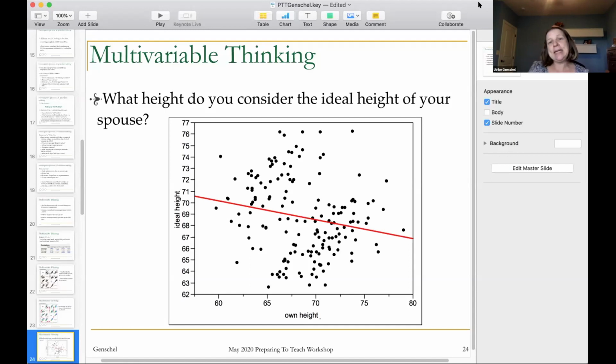An example that I thought was fun, or I've used in the classroom that is fun for students in introductory classes, is I asked them once, well, what do you consider to be the ideal height of your spouse? And I asked them to report their own height and then the ideal height. I collected the data, I entered the data, and when you plot the data, again, you see a negative relationship. It's kind of like the taller you are, the shorter you want your spouse to be. And students really were puzzled by that.